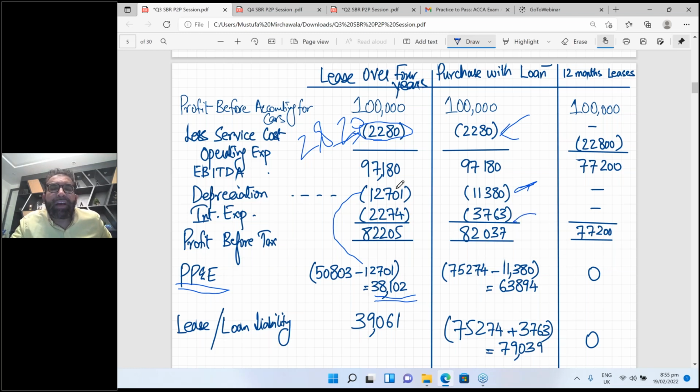3763 is the interest. Sir, how did you calculate the interest? All of you, please take out your calculator. Write 75274 multiply by 5%. So now your profit before tax is 82037. Just use your brain. In the first two options, the profit before tax is almost the same.